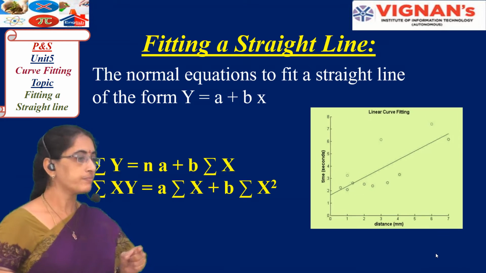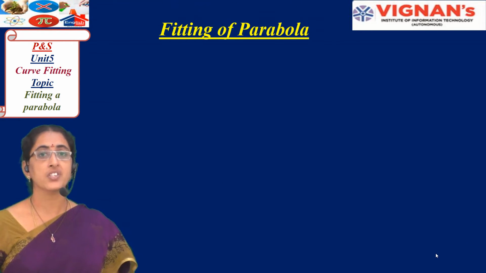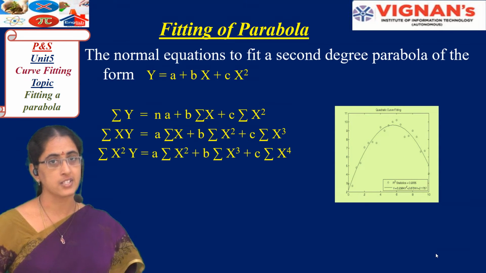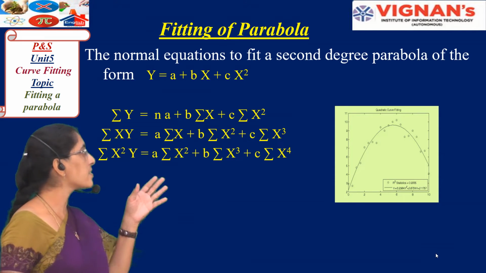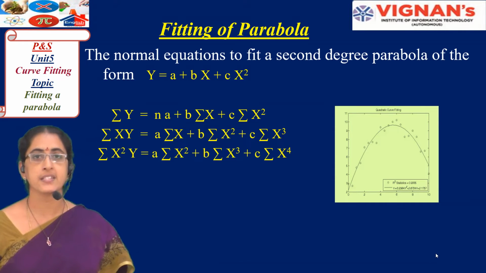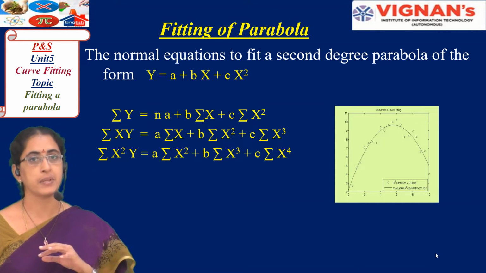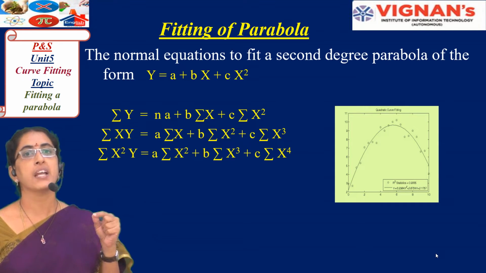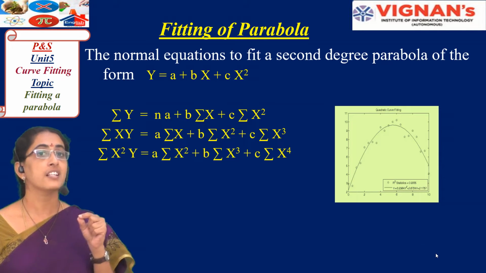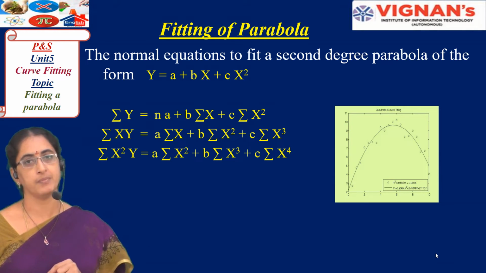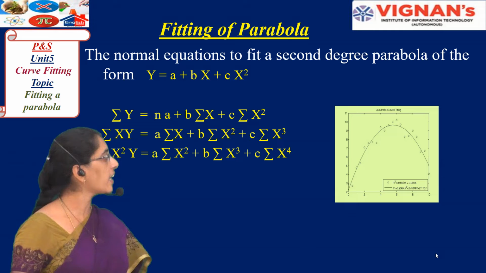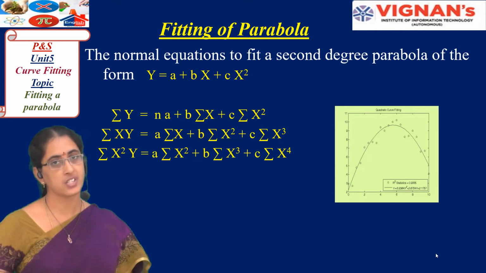Then for the second degree parabola, the equation is of two forms. We can consider y equal to a plus bx plus cx square, and also y equal to ax square plus bx plus c. If we consider y equal to a plus bx plus cx square, we have three constants a, b and c. So we differentiate y minus a minus bx minus cx square partially with respect to a, b and c. Then we get the three normal equations. That is, summation y equal to n into a plus b into summation x plus c into summation x square.